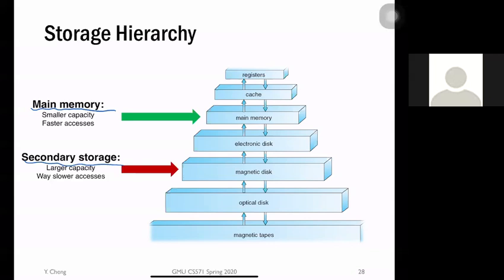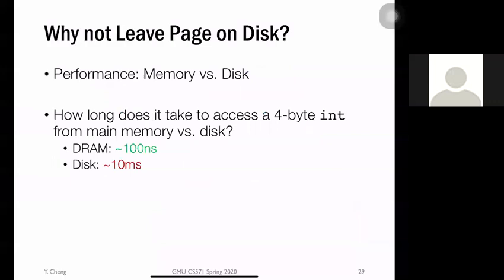Typically, main memory exhibits hundreds of nanoseconds in terms of latencies, whereas secondary storage, for example, a hard disk drive, typically requires tens of milliseconds. As you can see, this is multiple orders of magnitude difference. It's a huge difference. So this explains why we don't want to leave everything on disk, because it impacts performance badly. It basically has to do with the significant performance gap between the main memory and disk.